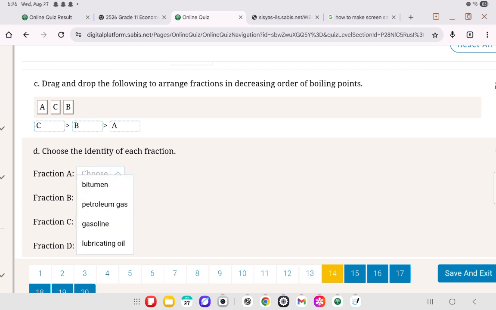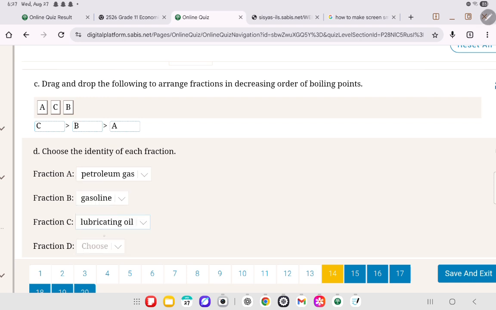First thing you need to know is that petroleum gas is in fraction A. It's the most volatile. It has the lowest boiling point. Then comes the gasoline, okay? After the gasoline comes the lubricating oil, and then finally after the lubricating oil comes the bitumen. So, fraction A is petroleum gas, then gasoline, then lubricating oil, then bitumen. This means bitumen is the heaviest. It has the highest boiling point.